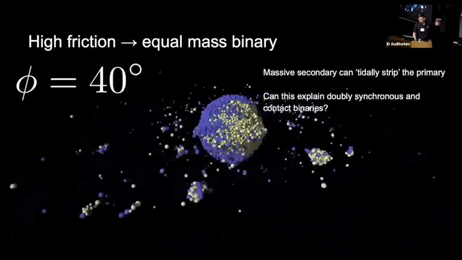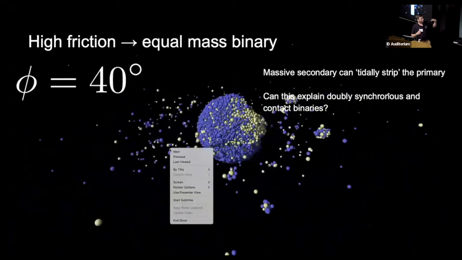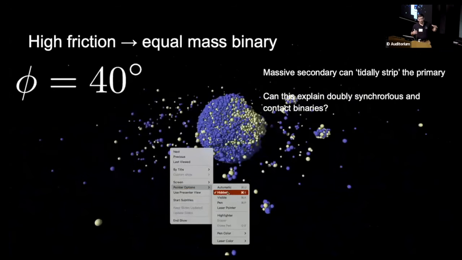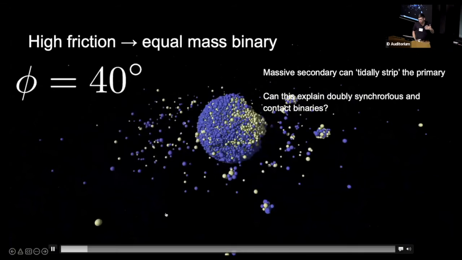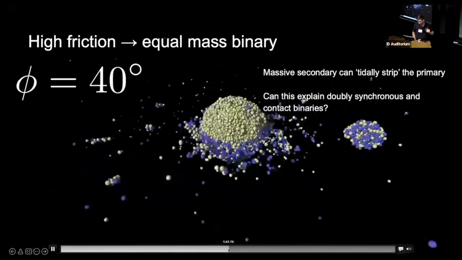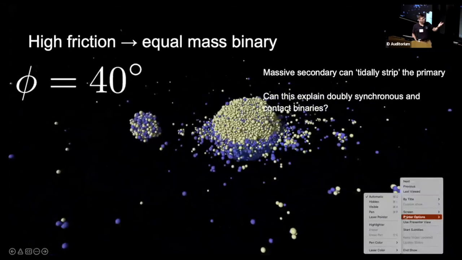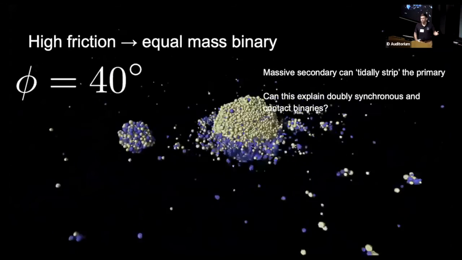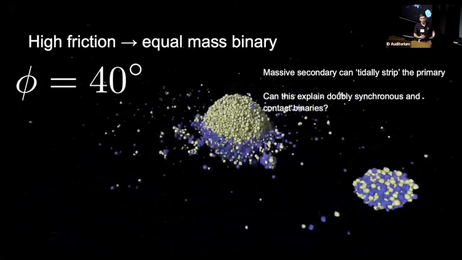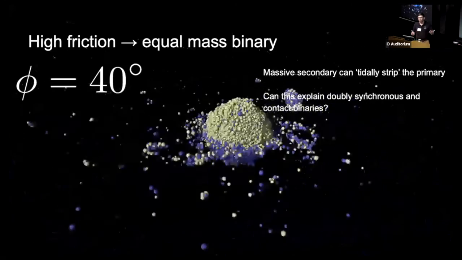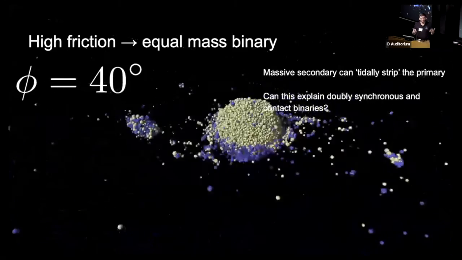But anyway, so we'll shed a bunch more material. This is going to accumulate into a much bigger body, and eventually we start getting close to an equal mass system, because the primary is still spinning really quickly. So it's really easy to pull material off of its equator. And so you get this sort of runaway effect where maybe you get close to this equal mass binary.